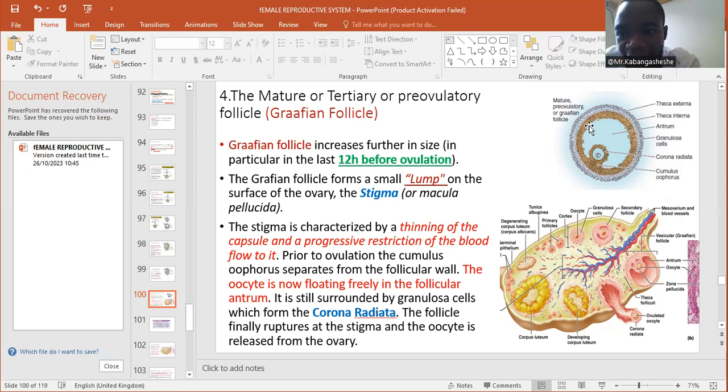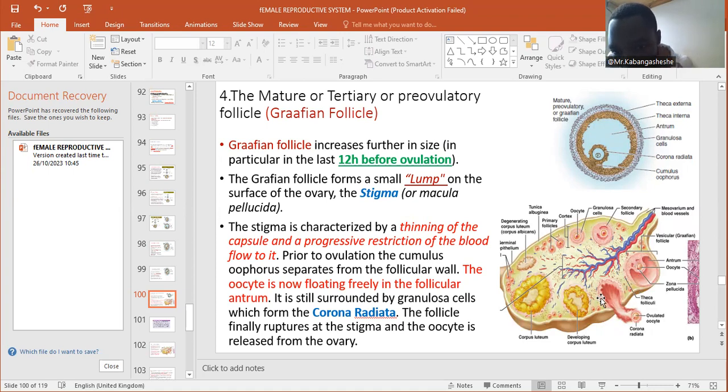And stimulate these cells, the granulosa cells, to continue increasing production of the serous fluid. At the same time, it prepares the surface epithelium of the ovary for ovulation of the new and mature ovum. So what happens on the surface of the ovary? We're going to see a lump where the mature or Graafian follicle is located.